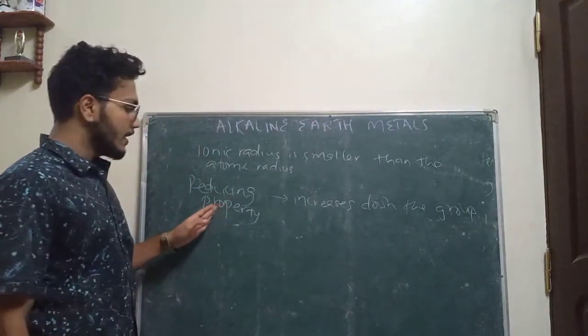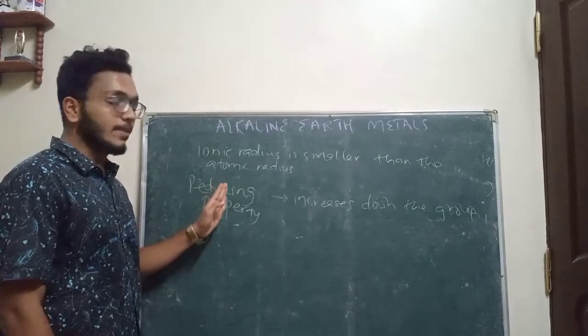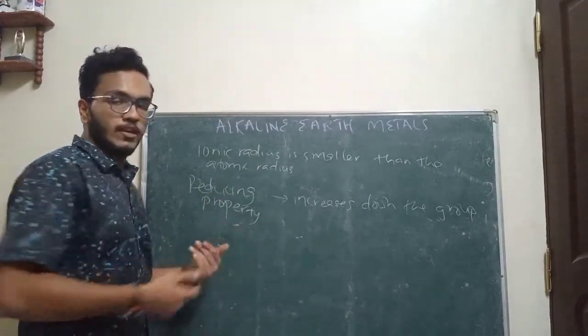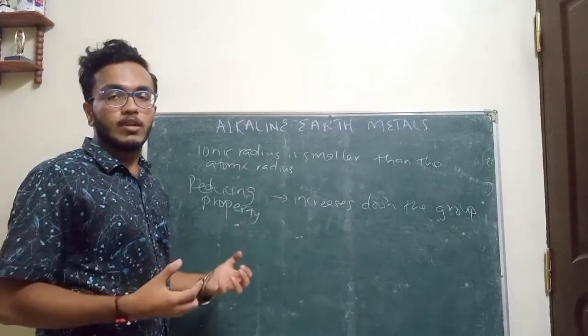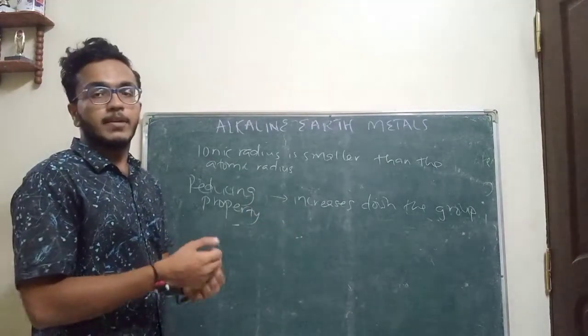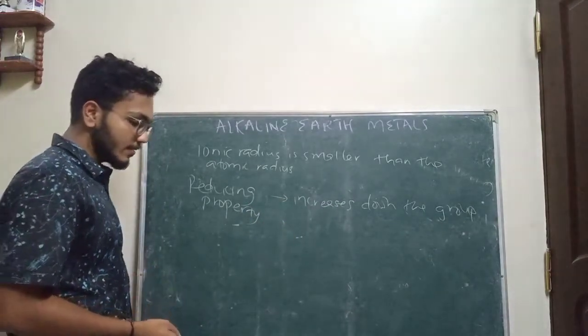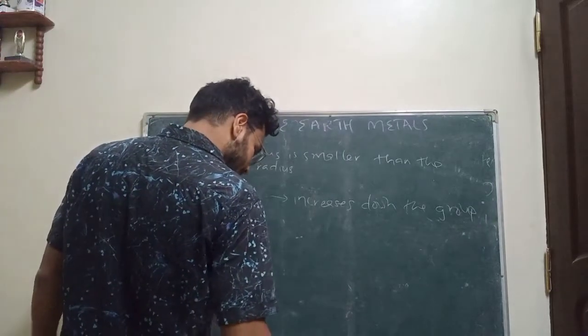So calcium is more reducing than magnesium. Why? Because it has 4 energy levels. Magnesium has 3 energy levels. So calcium has a weaker nuclear force of attraction than magnesium. Hence, it loses its electrons more readily.